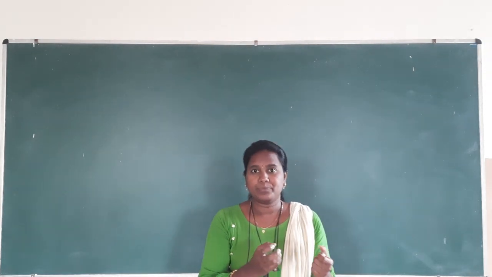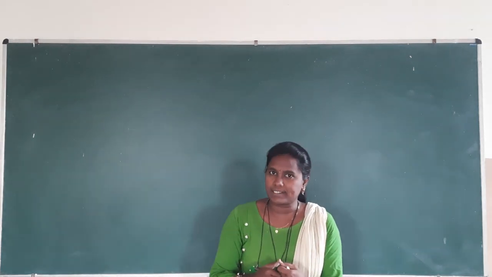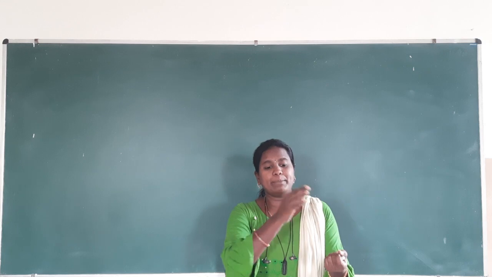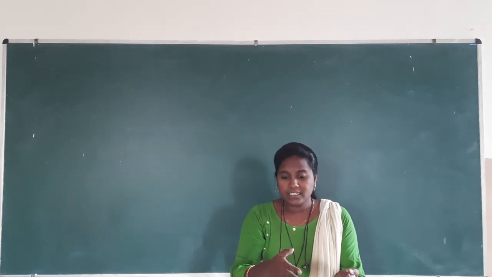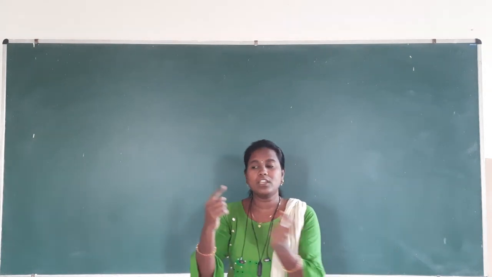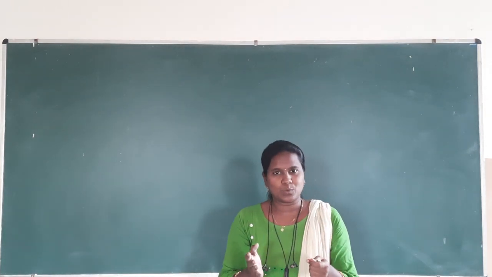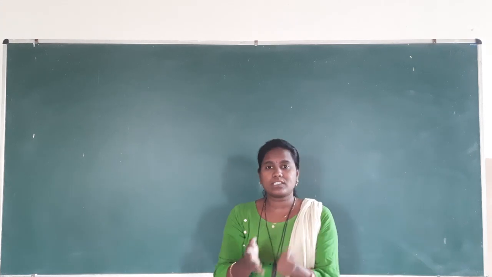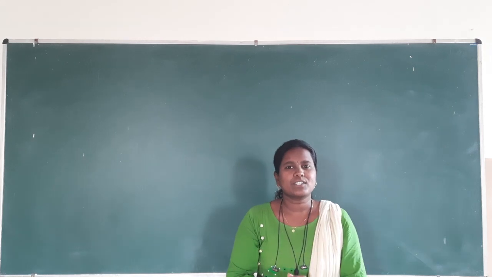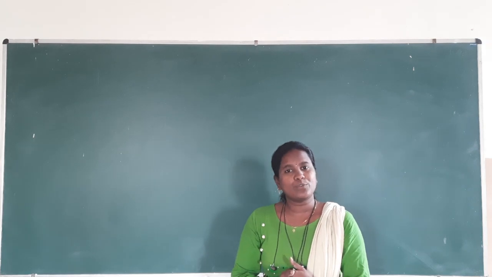A perfect square is a number. When a number is multiplied by itself, the product we get is the perfect square. I'll repeat it again. When a number is multiplied by itself, the product we get is the perfect square. If 4 is multiplied by 4, we get 16, and that 16 is called a perfect square. If you multiply 6 with 6, 6 into 6 is 36, where 36 is a perfect square.